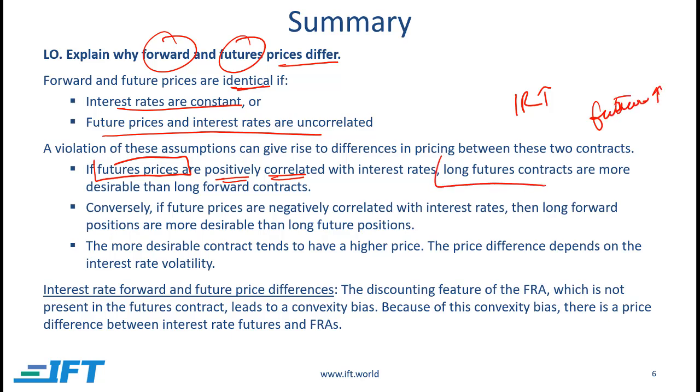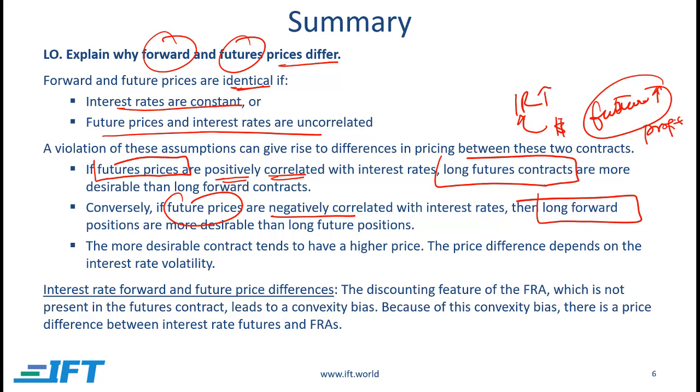Then obviously people would rather have long future contracts, because if the future price goes up, they will book their profit and invest the money at the higher interest rate. However, if future prices are negatively correlated with interest rates, then people would rather be in long forward contracts instead of long futures contracts. And depending on the situation, whichever is the more desirable contract will have a higher price. How much higher that price will be depends on the volatility of the interest rates.